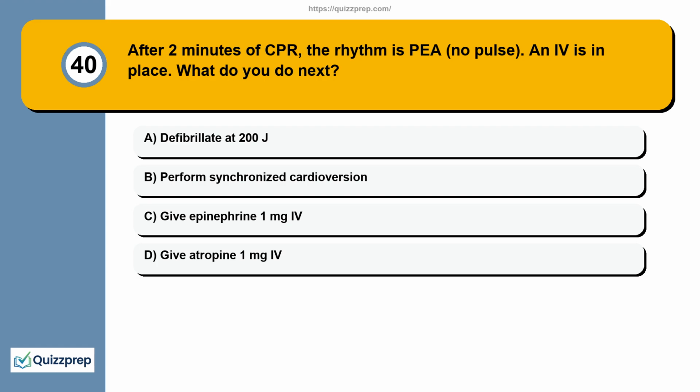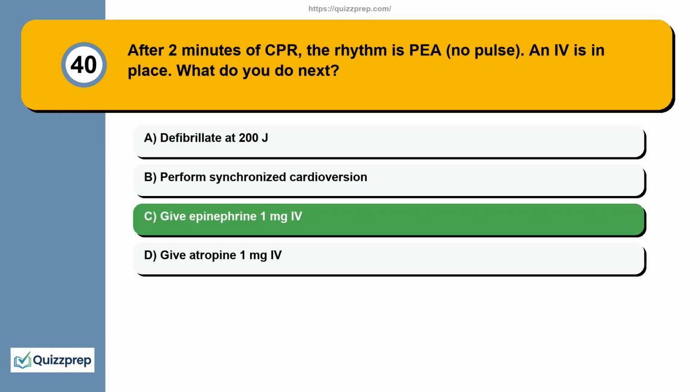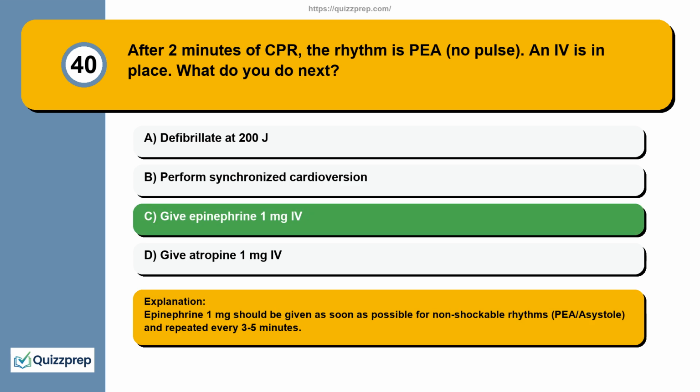Question 40. After 2 minutes of CPR, the rhythm is PEA, no pulse, and IV is in place. What do you do next? Defibrillate at 200 J, perform synchronized cardioversion, give epinephrine 1 mg IV, give atropine 1 mg IV. Epinephrine 1 mg should be given as soon as possible for non-shockable rhythms, PEA/asystole, and repeated every 3 to 5 minutes.